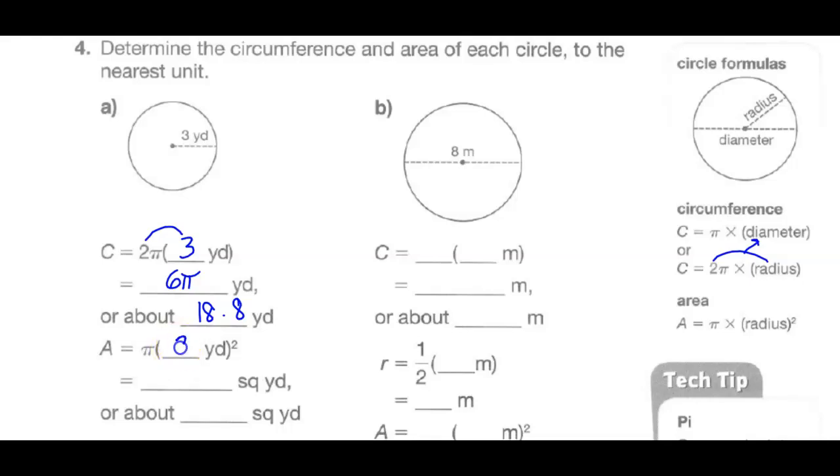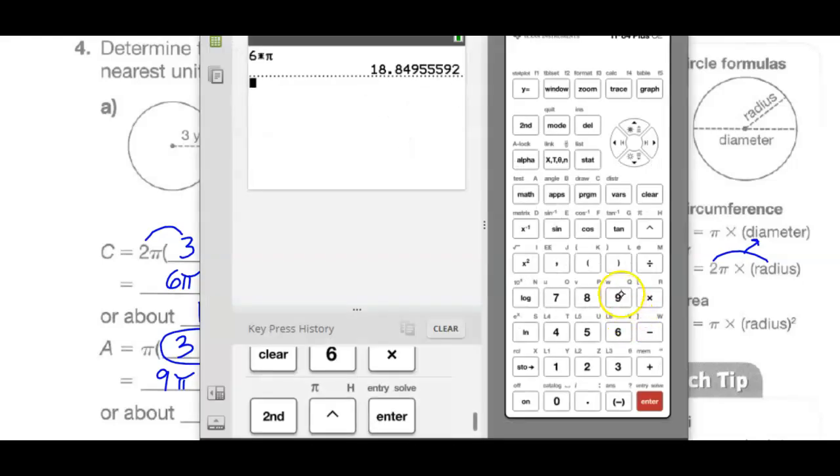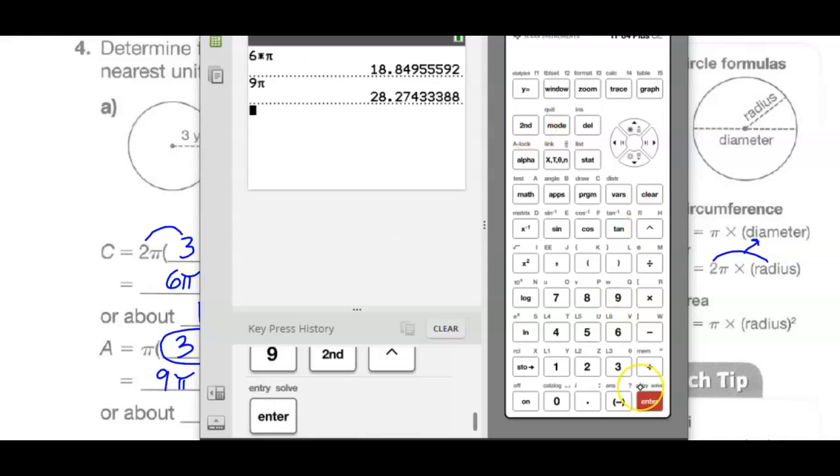Area is pi times 3 squared. Well, 3 squared is 9. So that's going to be 9 pi. And then what's 9 pi in your calculator? And you don't actually need the multiplication symbol. Most calculators, you can just put in 9 pi, enter. 28, we'll round to 1 decimal place, 28.3.